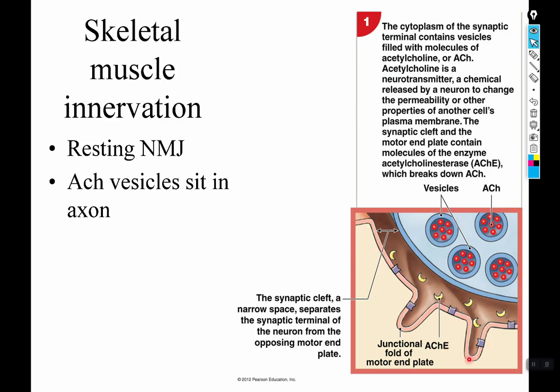What you're going to notice is that there's this thing called a junctional fold, where the sarcolemma bunches up in the area where it's associating with the neuron. That's just a strategy to put more acetylcholine receptors in this area. Unfortunately, they're not illustrating that very well. They really could be doing better about this, but the idea is that if you increase the surface area, you can put more acetylcholine receptors in this spot, and that's going to increase the sensitivity of this spot to acetylcholine.